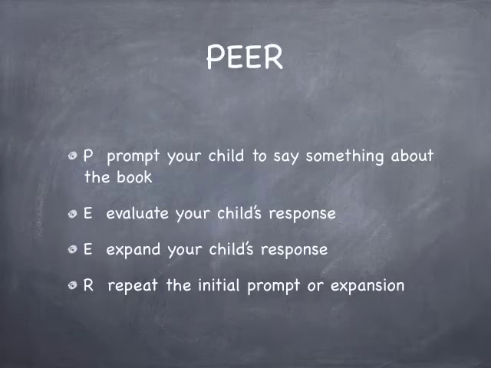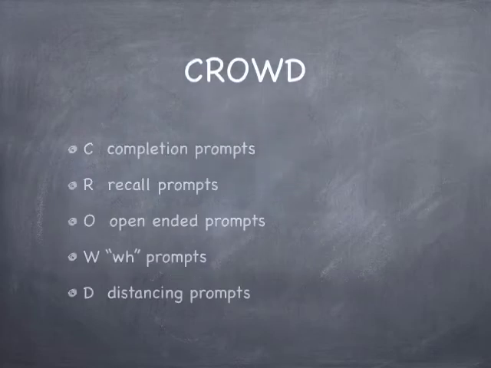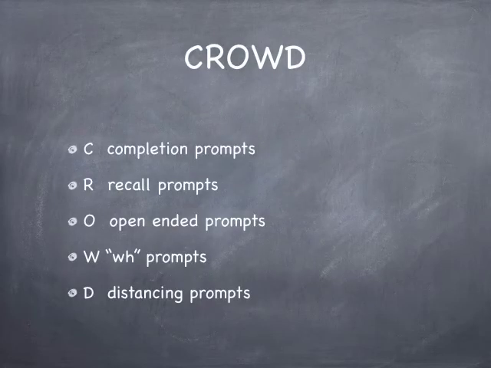And finally, repetition is an important step to review what you've discussed or to give your child a chance to practice new vocabulary. The PEER sequence is the fundamental technique in dialogic reading. Just going through that sequence with your child will have him or her more involved in the story and improving his or her vocabulary and oral language development.